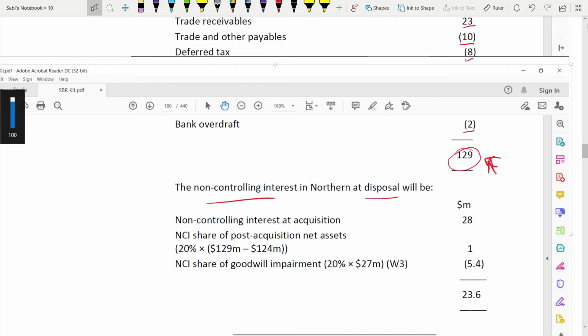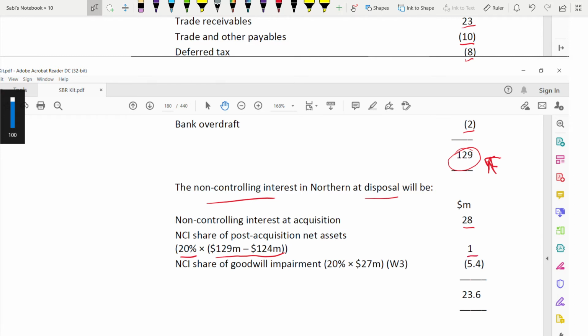NCI at acquisition. How much was your NCI? It was 28 million. The fair value was already given to you. So NCI share of post-acquisition net assets. Whenever you have post-acquisition net assets, where there's an increase in net assets from the date of acquisition till the date of disposal, you have to take the NCI share of that increase and add it. So NCI was 20% because we purchased 80%. On that 129 minus 124, because net assets at the date of disposal was 129 versus net assets at the date of acquisition was 124. Please go through the case study and see NS1.